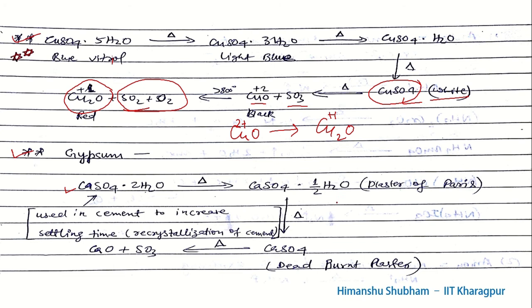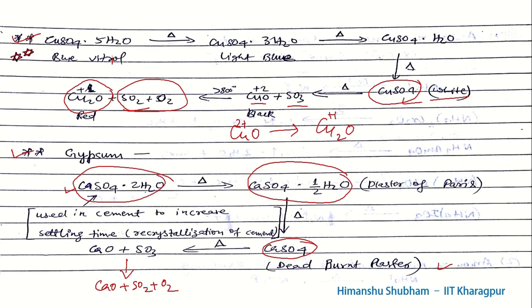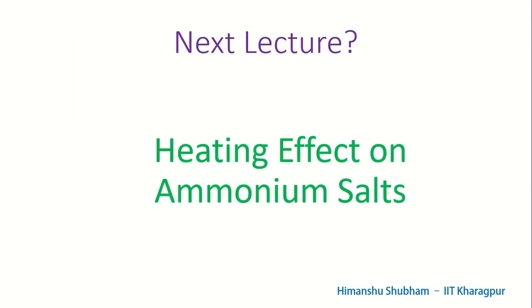On further heating CaSO4.1/2H2O, we get the dehydrated calcium sulphate, that is CaSO4. On further heating this calcium sulphate, we get CaO plus SO3. Now you can further heat it and you can get CaO plus SO2 plus O2. So the thing to remember is that CaSO4 is called dead burnt plaster, CaSO4.1/2H2O is called plaster of Paris and CaSO4.2H2O is called gypsum. So this was it from the decomposition product of sulphates. In the next video we'll deal with the heating effect on ammonium salts.